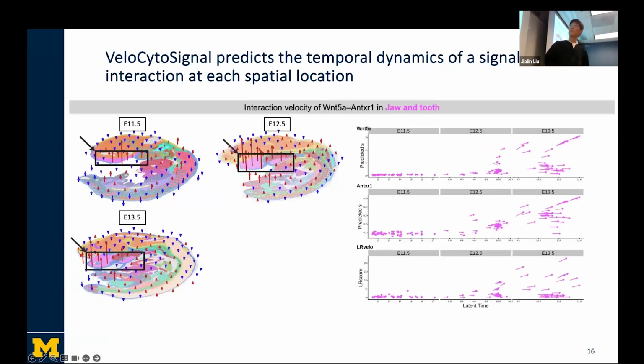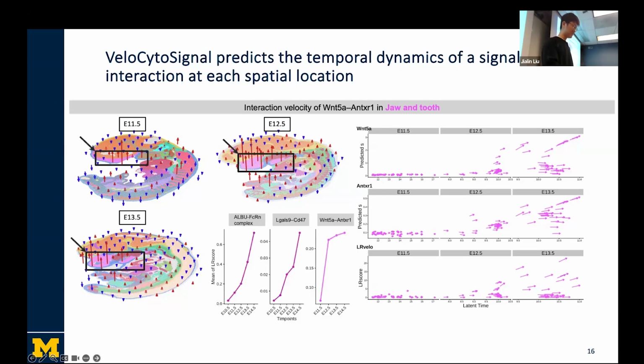Another example is this Wnt5a-Ant-Xr interaction in the gel and Ts. Wnt signaling is also a really famous, well validated signaling pathway during bone development. And again, the story here is you see a really dramatic increasing trend in the gel and Ts area across different time points, which validates that our finding is true.